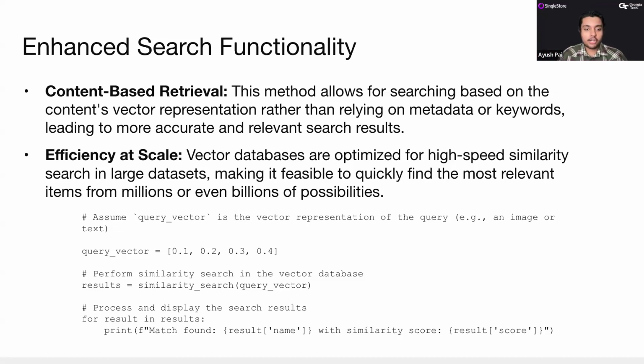So here's some code on the bottom of the screen, and you can see what we're looking at here. We have an example query vector, just a four-dimensional vector with this data. Essentially what we're doing here is performing a similarity search, a hypothetical similarity search algorithm, based on that query vector in a vector database.